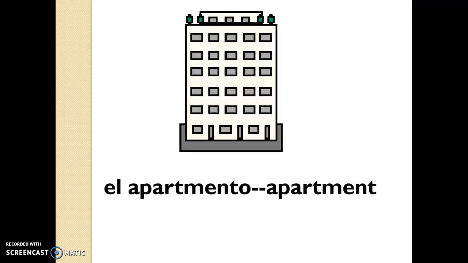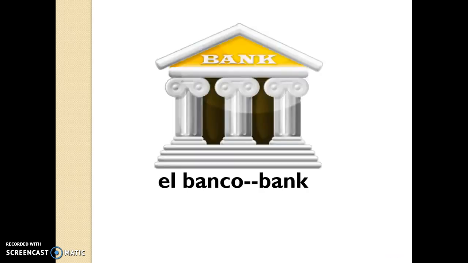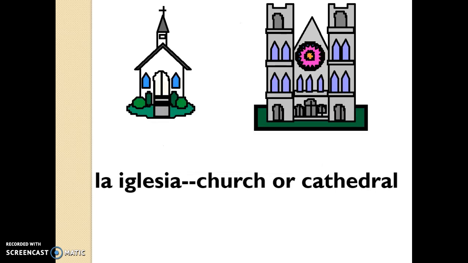Another cognate, el apartamento. Put an O on the end of apartment, and you have apartamento. El banco is bank. Now again, it is a cognate, but remember, forget about the letter K. Put a C in instead. El banco. All right, la iglesia.